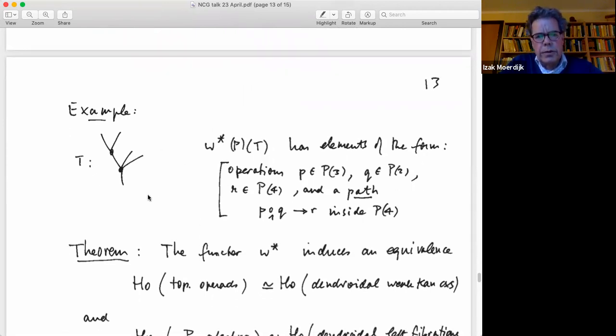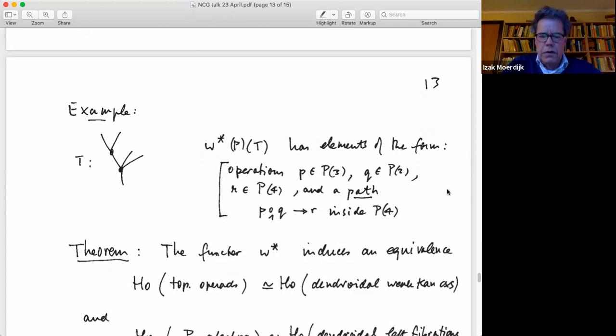Just why is it called the homotopy coherent nerve? Let's look at the value of W upper star of P at this tree T. It would have an operation for P, an operation for Q, but also an operation for the composition R. And then there would be a path from P circle 1 Q to R. So you sort of give a candidate for the composition, and then a path, like a homotopy, from the actual composition to the candidate composition.